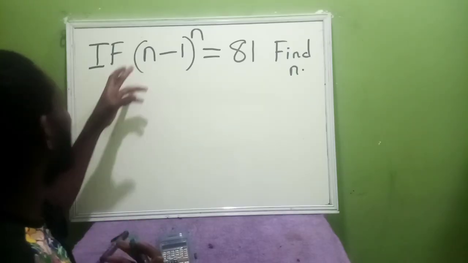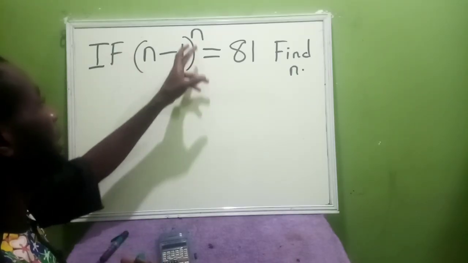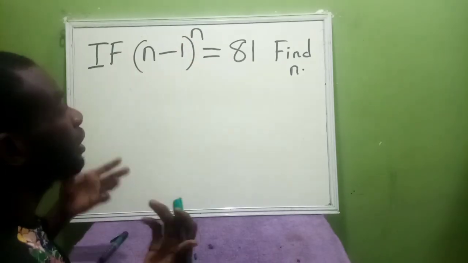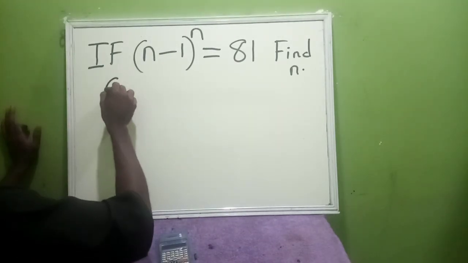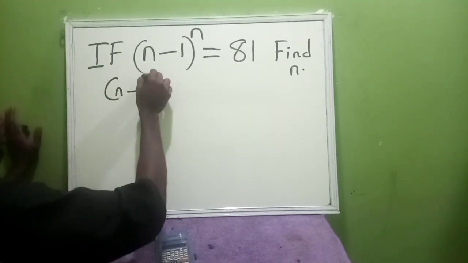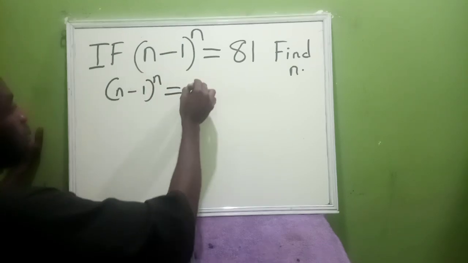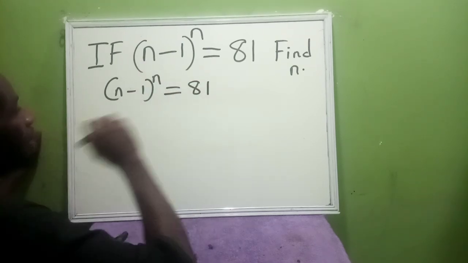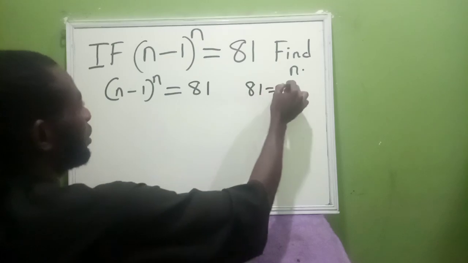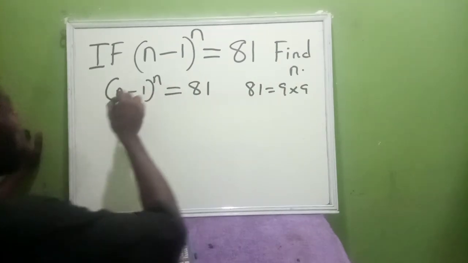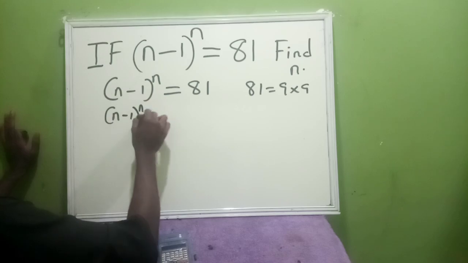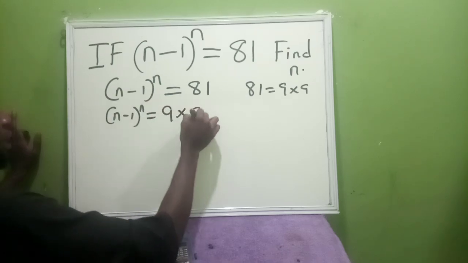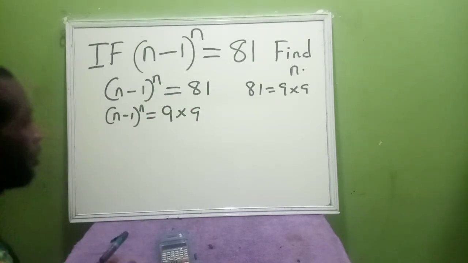The question says if (n minus 1) raised to power n is equal to 81, we should find the value of n. So what we are going to do is, (n minus 1) all raised to power n is equal to what? 81. I can split this 81 into 9 times 9. So here I'm going to have (n minus 1) raised to power n is equal to 9 times 9. I hope you understand.